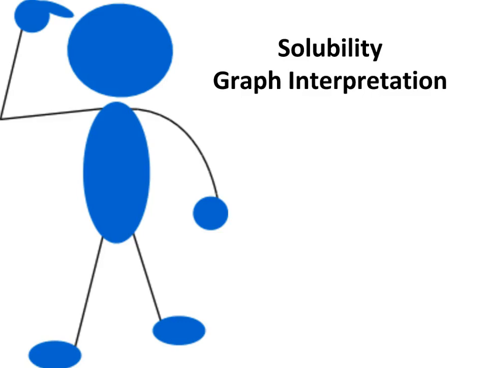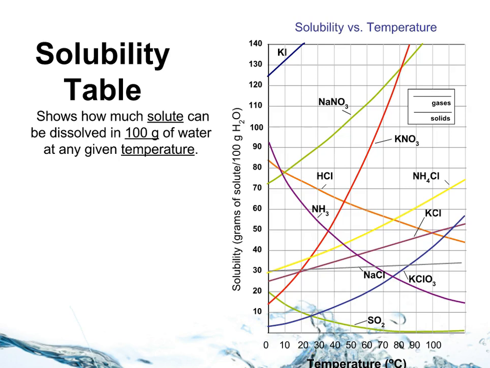We're going to talk about solubility graph interpretation. So we've talked about solubility, about unsaturated, supersaturated, and saturated, and we've made a graph in the lab as well for one salt. But we also need to be able to read graphs of several salts to determine solubility. So let's get started. Here is a solubility chart, or a solubility graph.